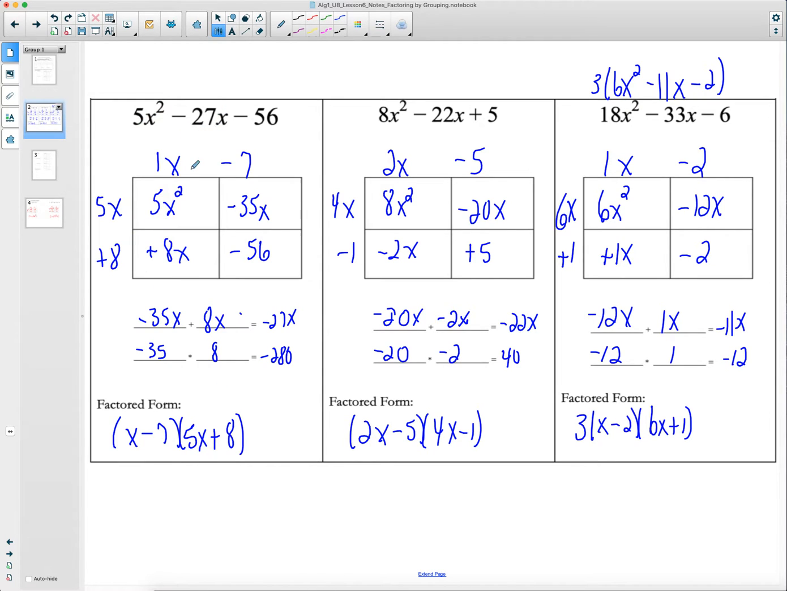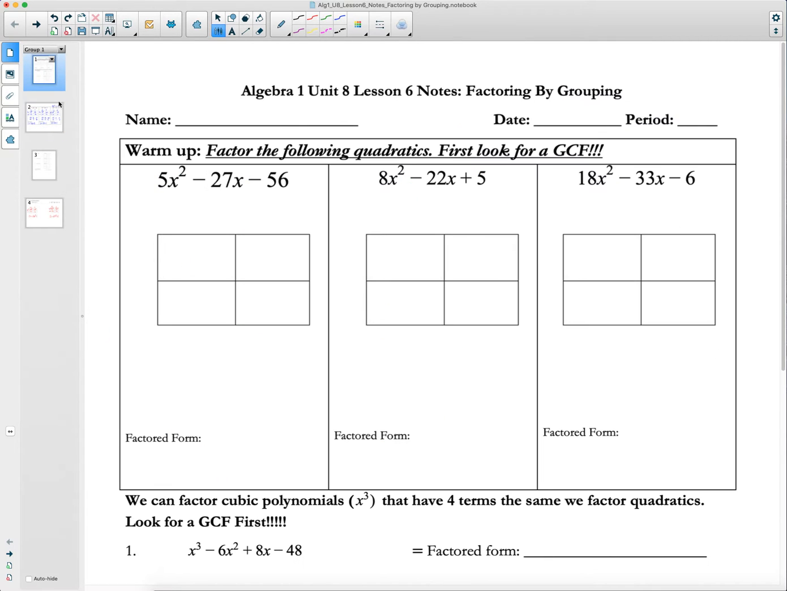So notice everything that we did the last couple of lessons were focused on trinomials. And once again, trinomials means that we have 3 terms here. All right, so you can see all 3 of our examples in the warm-up had 3 terms. All, except for one example in our last lesson, had 3 terms. What we're going to look at today is something called factor by grouping.